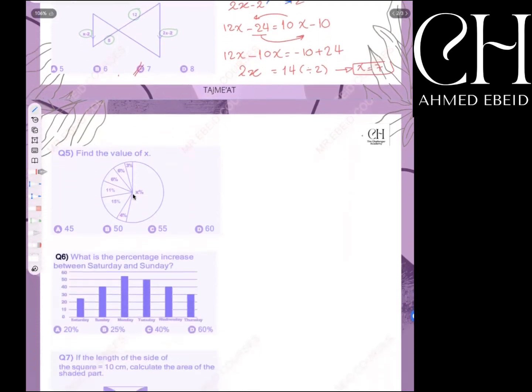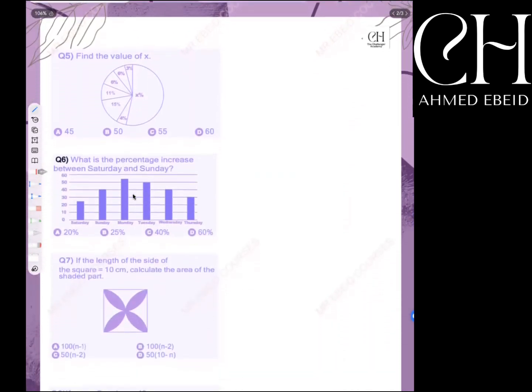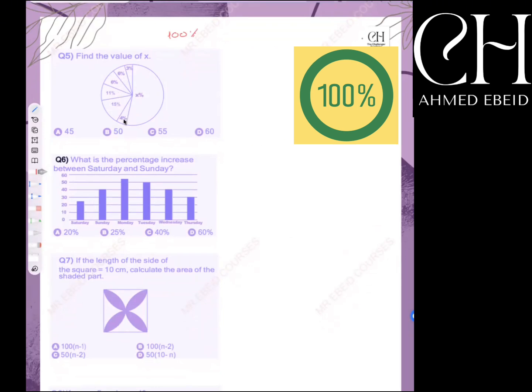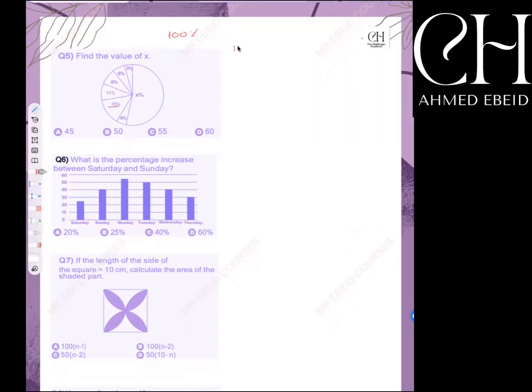Let's move to question 5. Find the value of x. You know that if you have one circle, the total or the sum of the angles is 360, and also the sum of the percentages is 100%. So we'll just add all of this. So 15 plus 4 plus 11, which equals 15 also, and 6 plus 6, which equals 12, plus 3, it will be 15. 15 plus 15 plus 15, it will be 45.